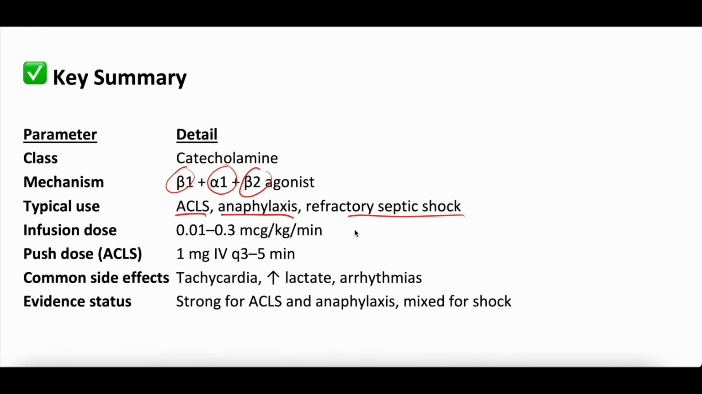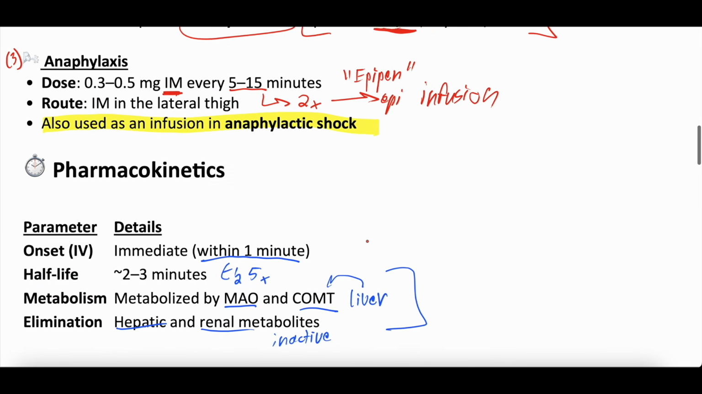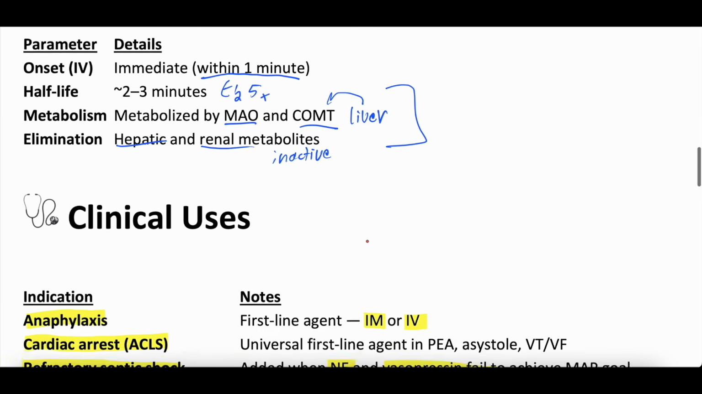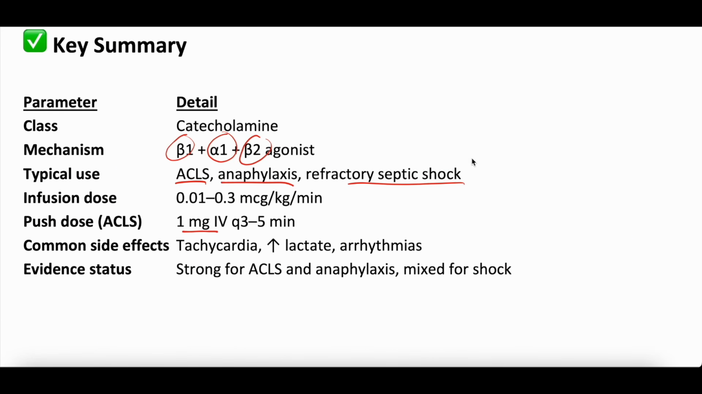The usual infusion dose for something like septic shock, you're starting at 0.01 to 0.05 micrograms per kilogram per minute. In ACLS, the push dose is 1 milligram IV every 3 to 5 minutes. And in anaphylaxis, it is 3, oh goodness, did we blank on the dose? You caught us. It is 0.3 to 0.5 milligrams intramuscular that you can give every 5 to 15 minutes. Common side effects are tachycardia, right, because it has those beta 1 adrenergic effects, increased lactate, and arrhythmias.